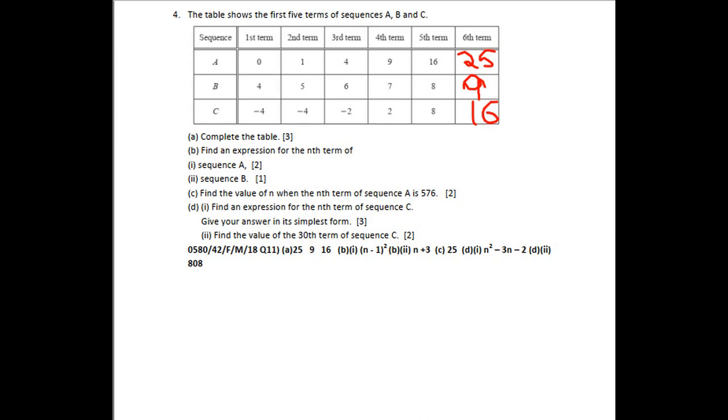Part B. Find an expression for the nth term for sequence A. So this is simply the n square sequence, but n square sequence starts from 1, then 4, then 9. We have an extra number added here, so the nth term will not be n square but (n minus 1) whole square. We've discussed this in the very first lesson of this topic. Okay. Part 2.